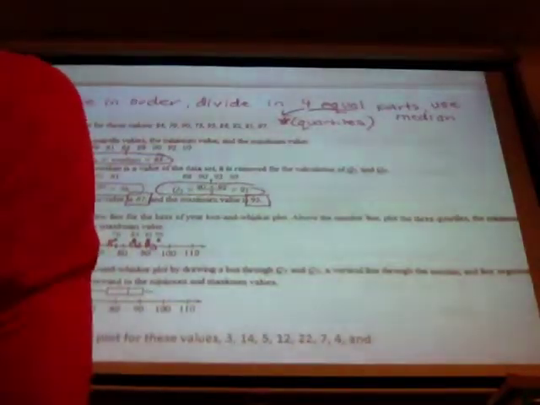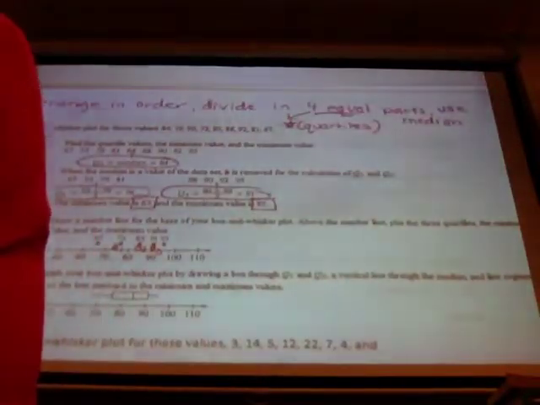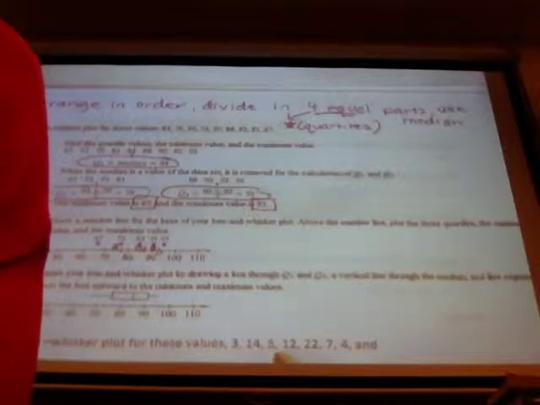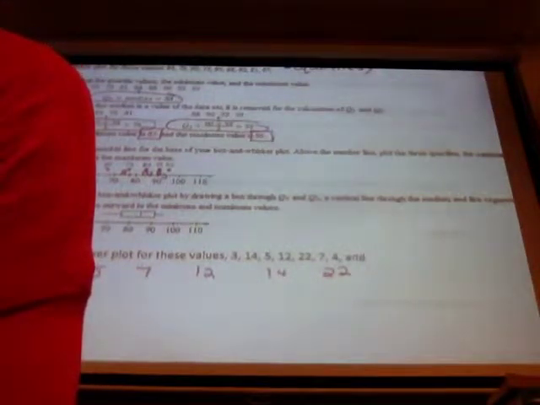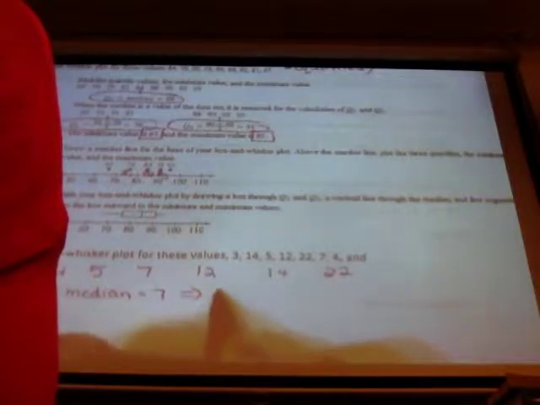Okay, so on here, if we want to make a box and whisker on it, the first step is that we would arrange from smallest to largest. So we would have 3, 4, 5, 7, 12, 14, and 22. Okay, so what would be my median? Okay, the median would be 7. And that would be quartile 2.